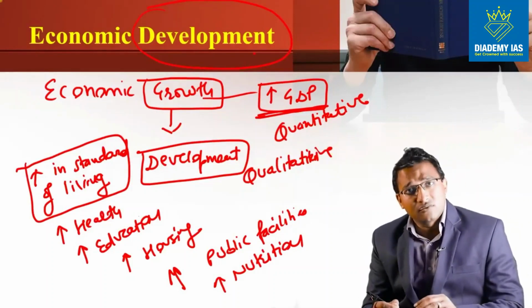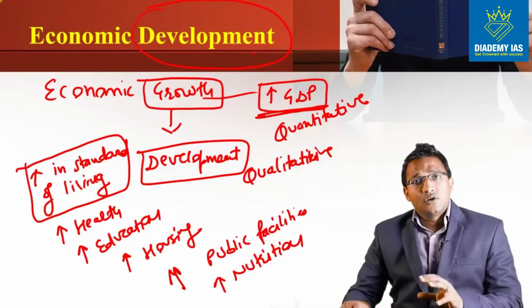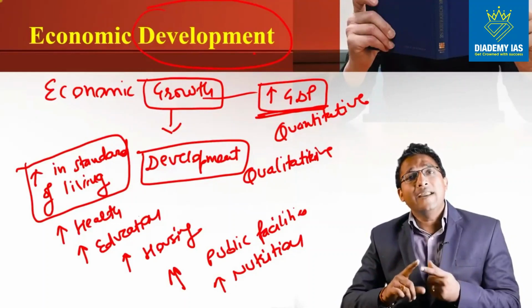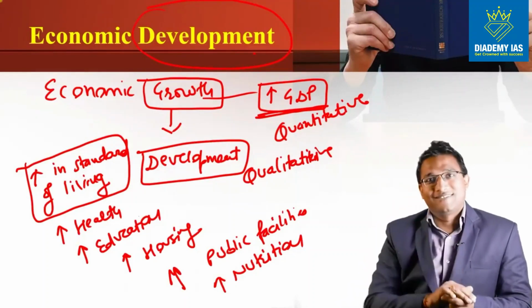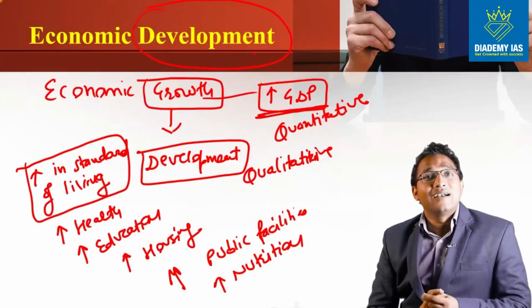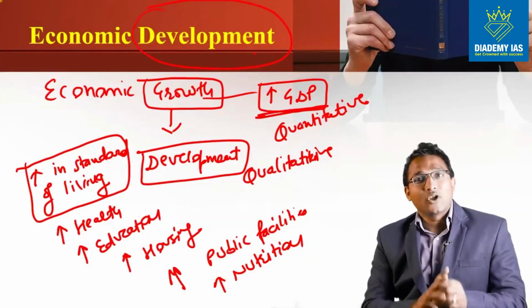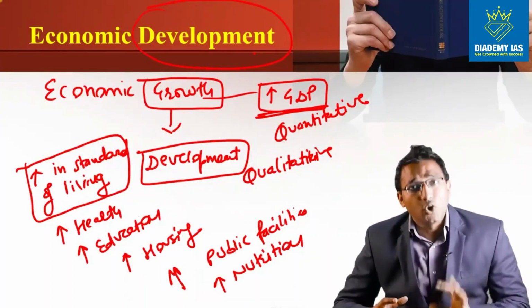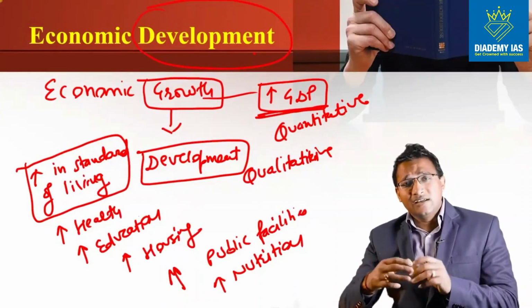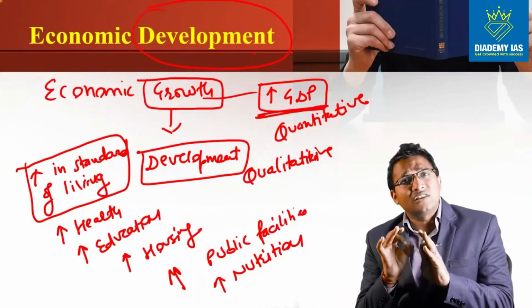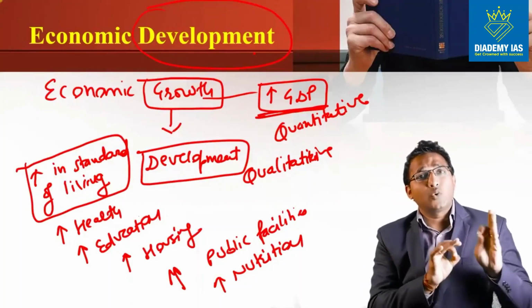Development is qualitative, right? So economic development is combining economic growth plus increase in the living standard of the people, right? So economic development is a much bigger term than economic growth. And can you see that economic growth is the essential thing for economic development to happen?